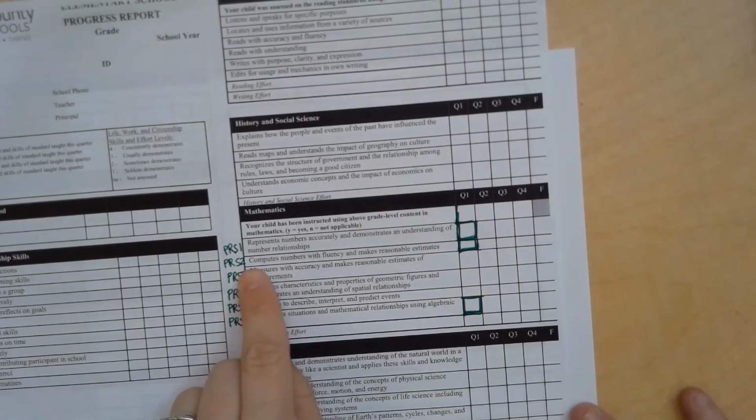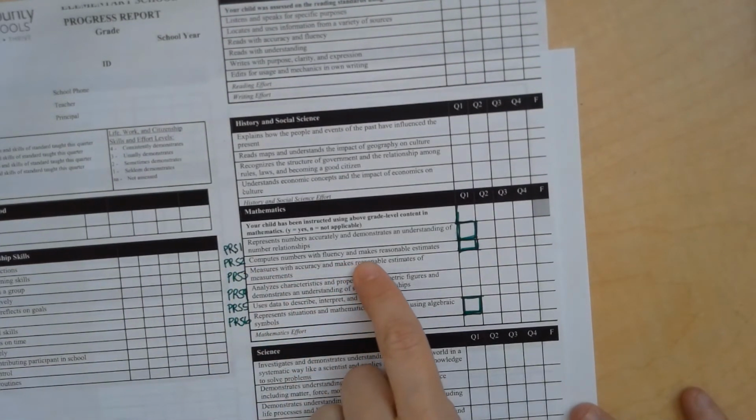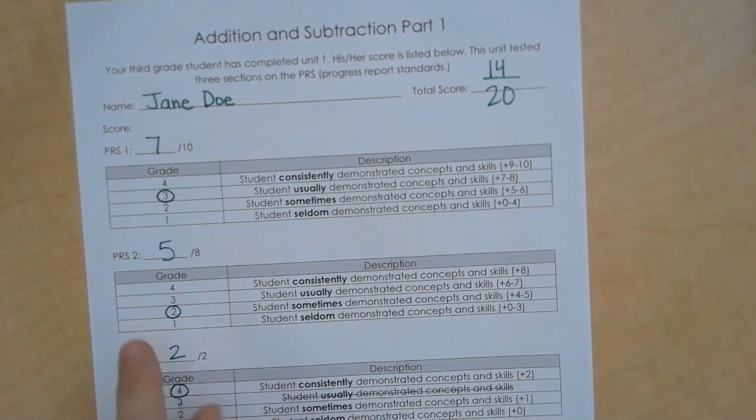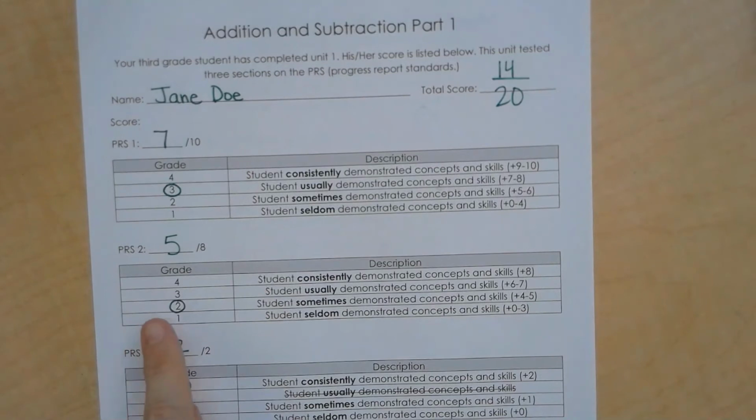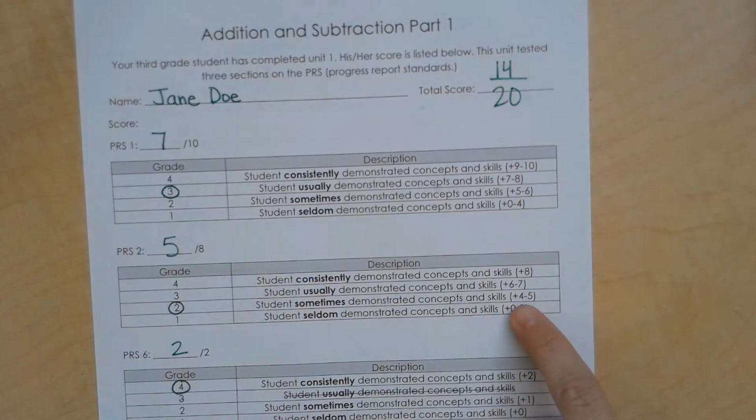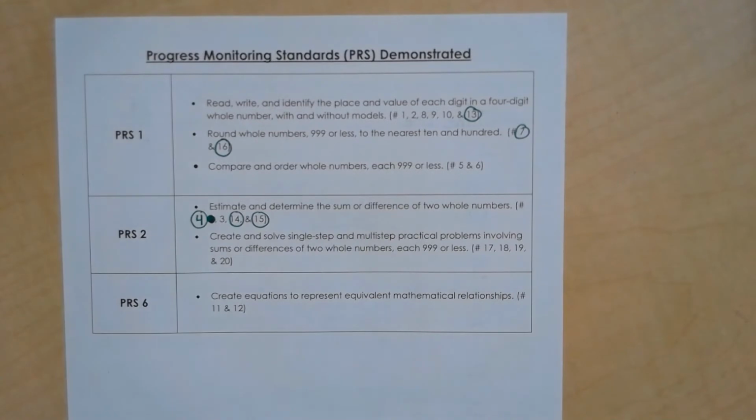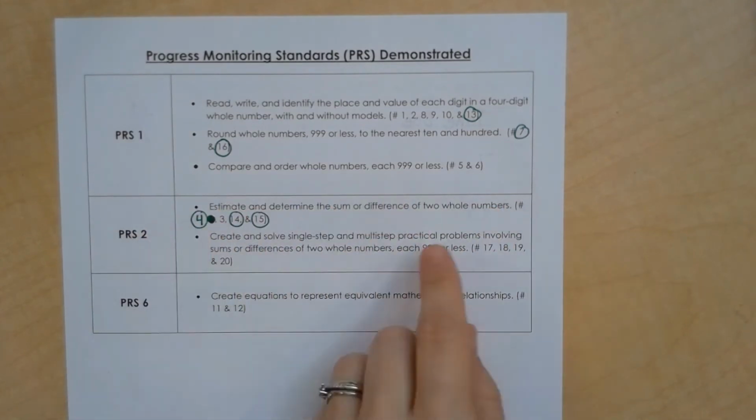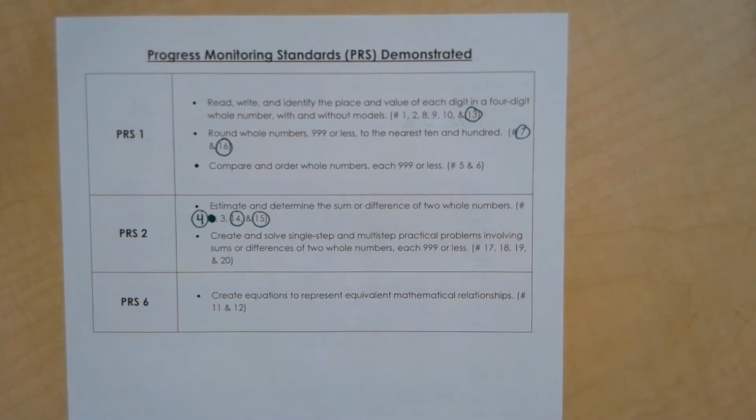We would look in PRS 2, computes numbers with fluency and makes reasonable estimates. The grade would be right here. Same thing, got 5 out of 8. The student would get a grade of 2, which means they sometimes demonstrate concepts and skills because they got a 5. And then on the back it continues with the questions they got wrong and then the questions they got right. So you can see the student is having difficulty with the sum and difference of 2 whole numbers.